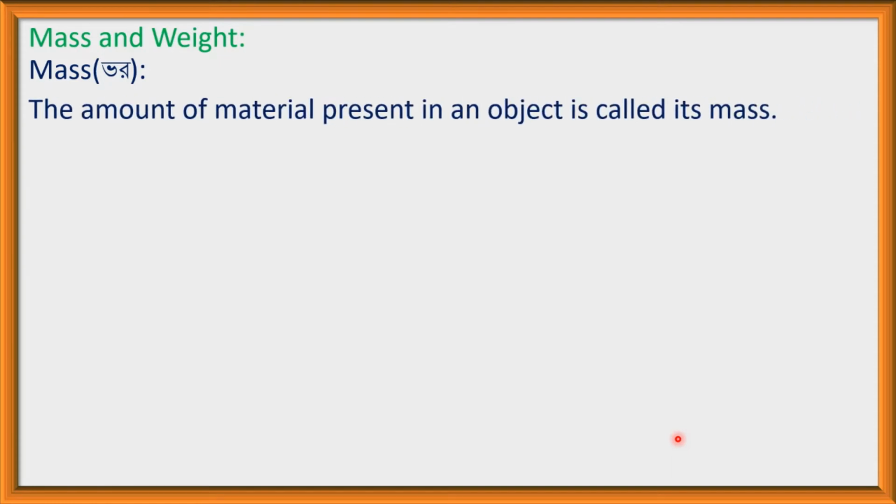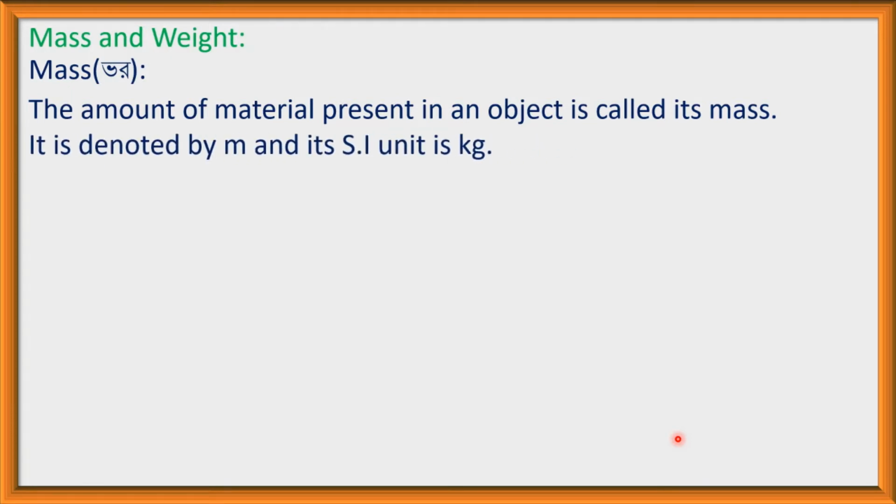Mass, its Bengali meaning is bhor. The amount of material present in an object is called its mass. It is denoted by m and its SI unit is kilogram, and it is written as kg. Here iron ball, and it is 6 kg, that is its mass is 6 kg, means the amount of iron in this ball is 6 kg. That is, mass means the amount of material present in an object.